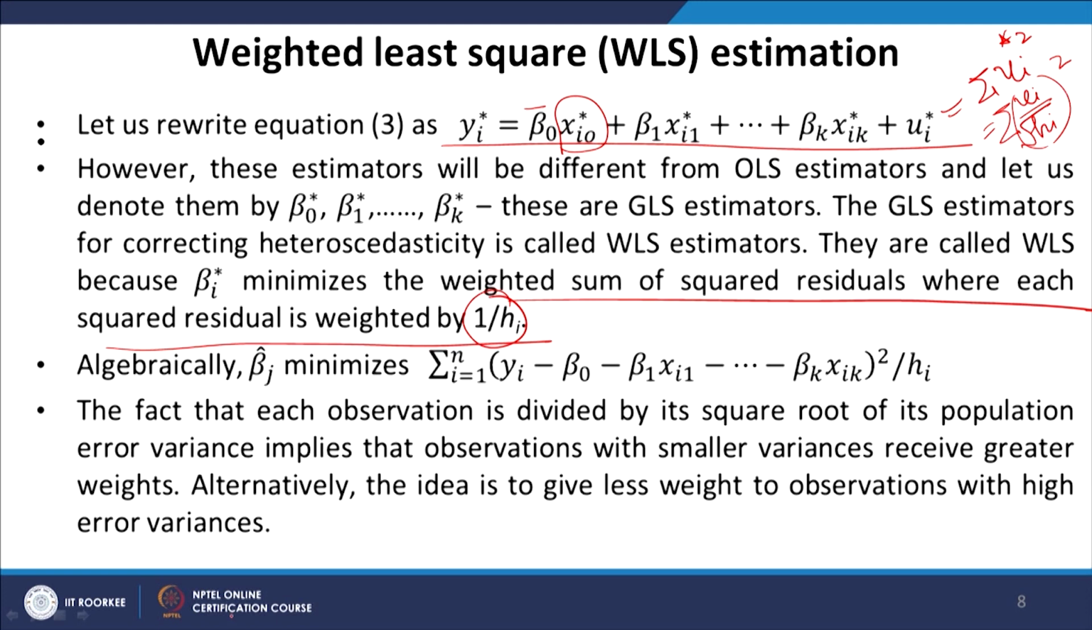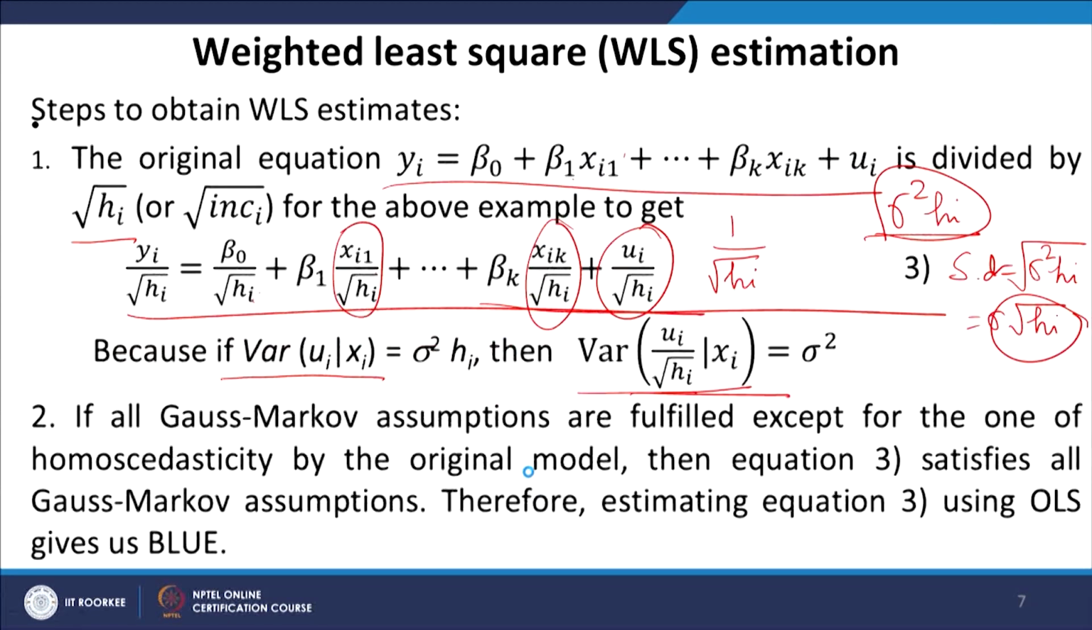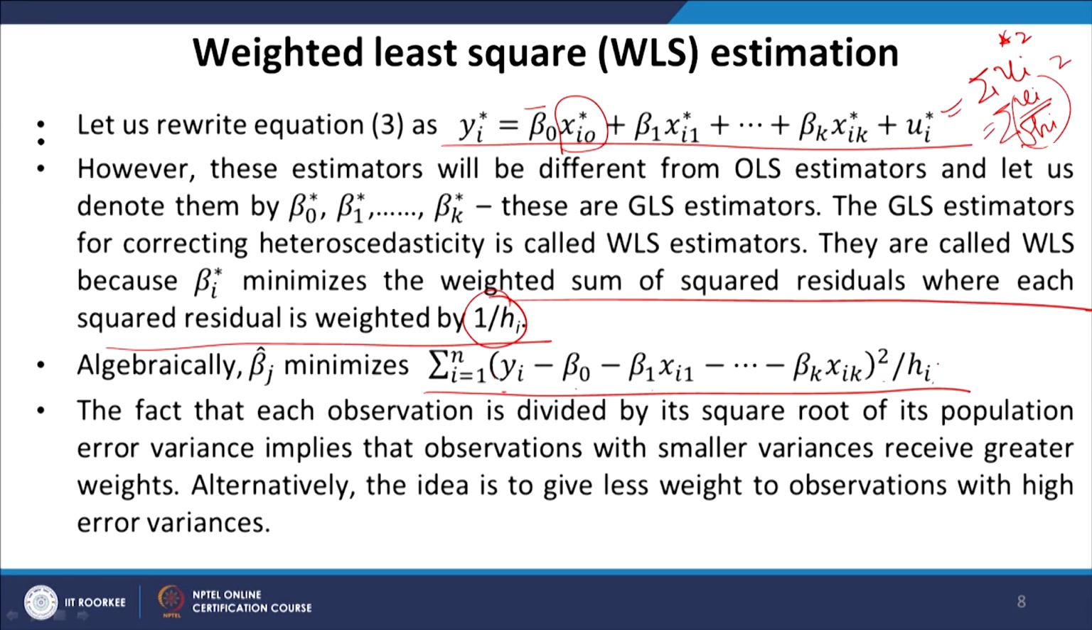So, algebraically beta j hat minimizes summation i equals 1 to n of yi minus beta naught minus beta 1 xi 1 and so on. I write the original model and then the entire thing divided by root hi, because each and every variable is divided by root over hi, and when I square the entire expression, basically this is hi in the denominator. So, that is why we have hi.